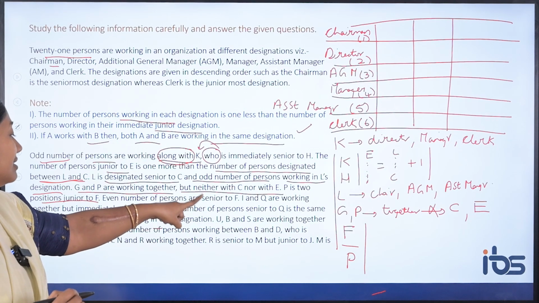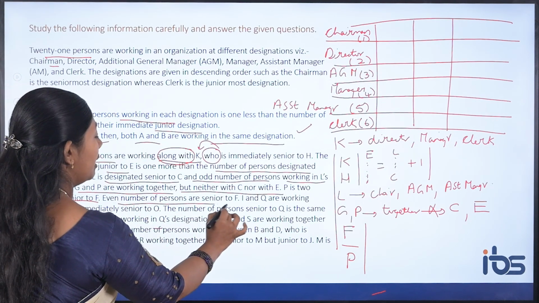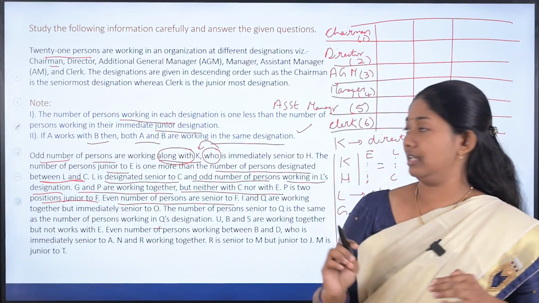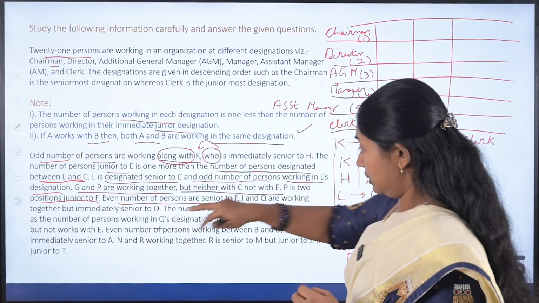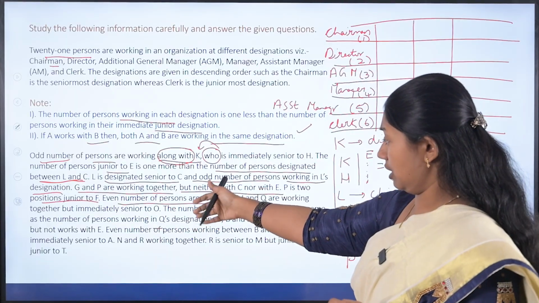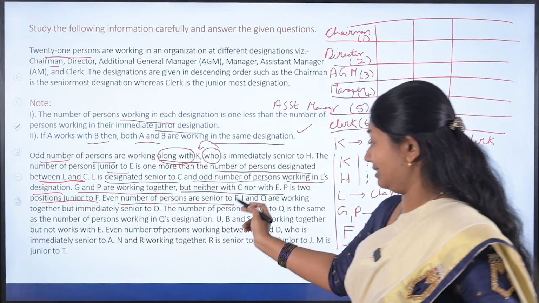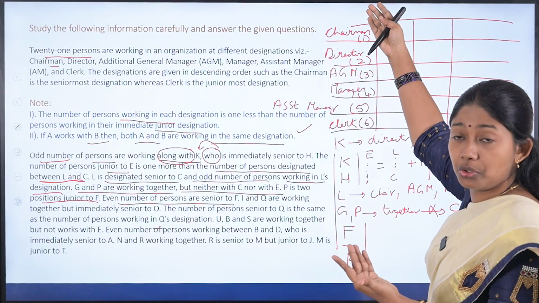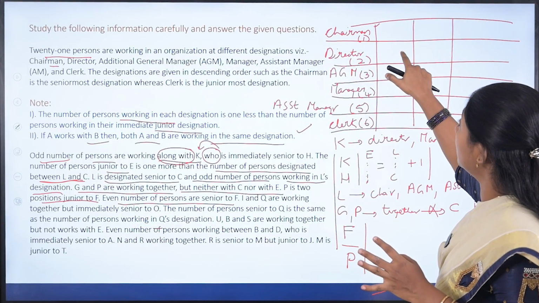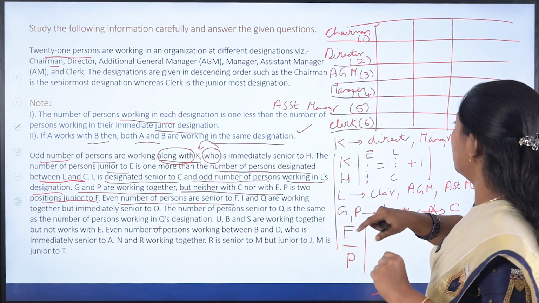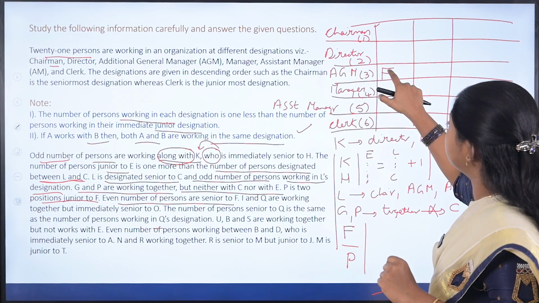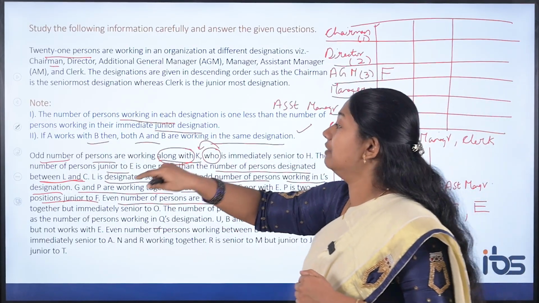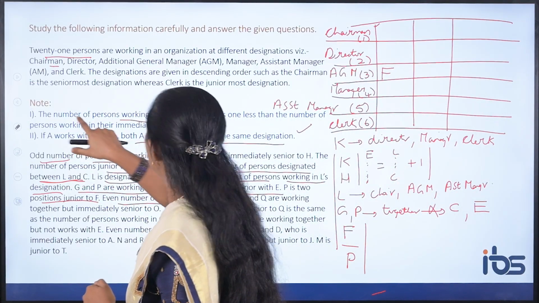Even number of persons are senior to F. So let me place that. That's a statement where many possibilities cannot come. So you can see even number of persons are senior to F. If you place F here, you don't have anyone senior to F, so F will not come. If you place F here, you have only one, an odd number, senior to F. If you place F here, you have 3 persons senior to F, but we need an even number of persons. So F cannot come there also.